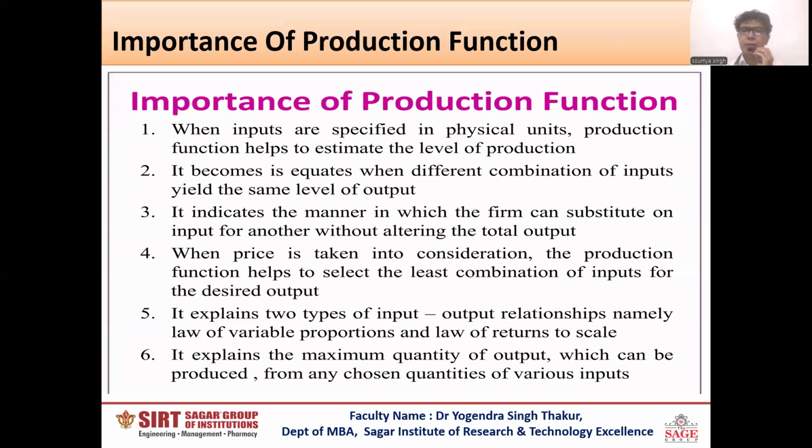Next, we understand the importance of the production function. First, when inputs are specified in physical units, the production function helps to estimate the level of production. Second, it becomes equal when different combinations of inputs yield the same level of output. Third, it indicates the manner in which the firm can substitute one input for another without altering the total output. Fourth, when price is taken into consideration, the production function helps to select the least cost combination of inputs for the desired output.